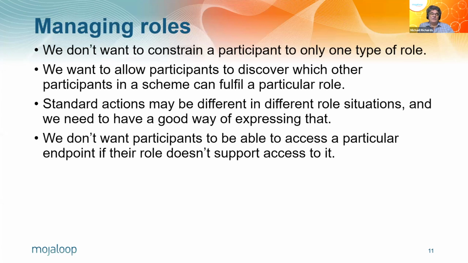So we also didn't want to constrain a participant to only one type of role. We wanted to be able to say, for instance, that someone who wanted to be a cross-network provider could also be a foreign exchange provider. Someone who wanted to be an ordinary DFSP perhaps could be a cross-network provider, or indeed a foreign exchange provider. We wanted some way of allowing participants to discover which other participants in the scheme could fulfill a particular role. So some way to ask the question, who are the cross-network providers in this scheme? Who are the foreign exchange providers? Who are the third parties? Those sorts of things. Now, standard actions might be different also in different role situations. And we wanted to have some good way of expressing that.